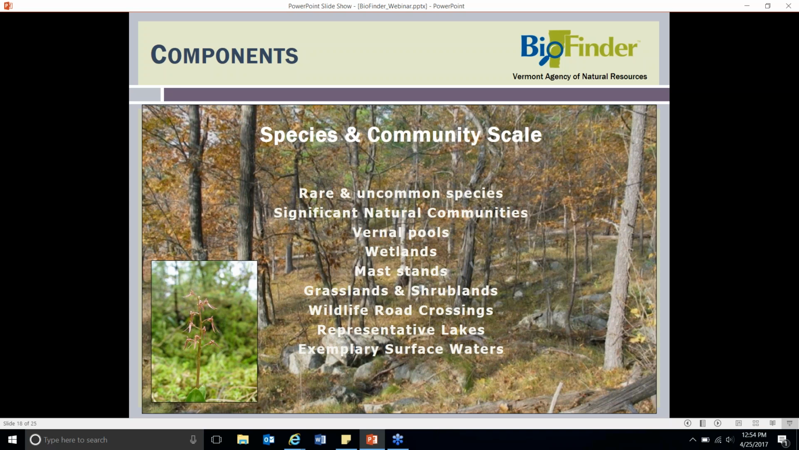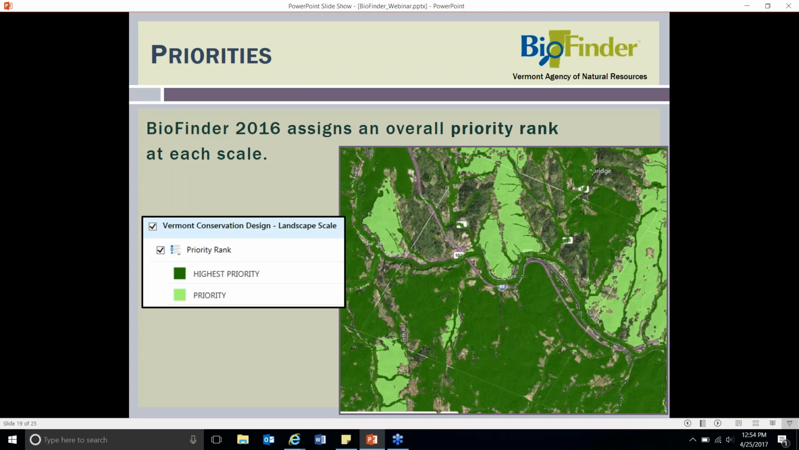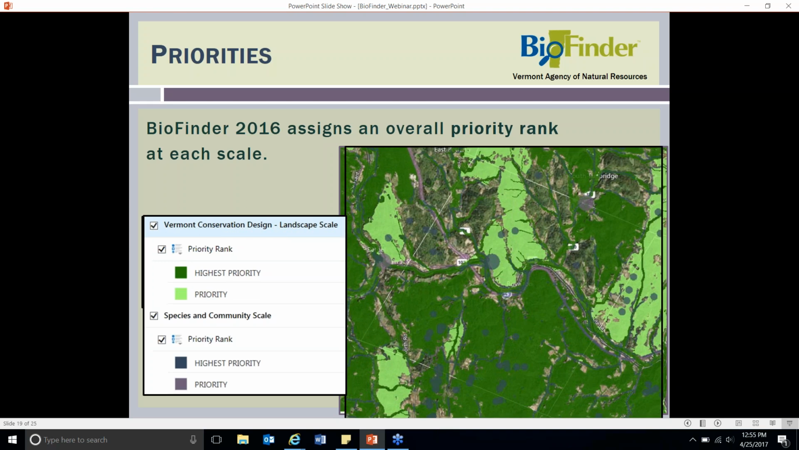These might be places to really consider a higher level of protection when we get to what to do with the features mapped. So in BioFinder, and we'll go there in a second, we have at each scale ranked an overall priority rank. So at the landscape scale, which we call Vermont Conservation Design, the darker green is the highest priority. The lighter green is still important, but not as high a priority. And then at the species and community scale, we have the same thing, the highest priority and priority, different landscapes or different locations.